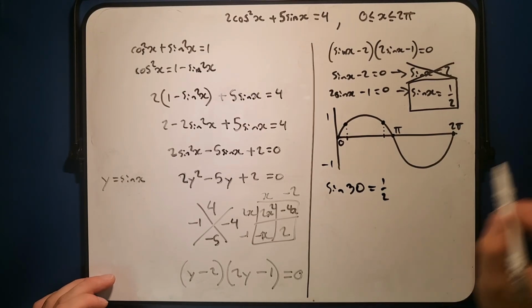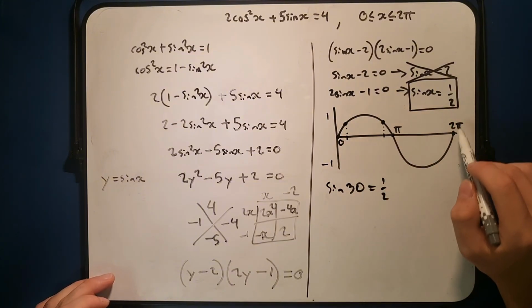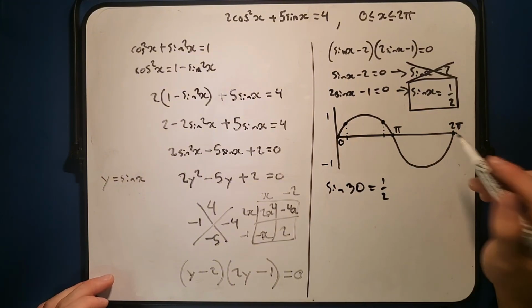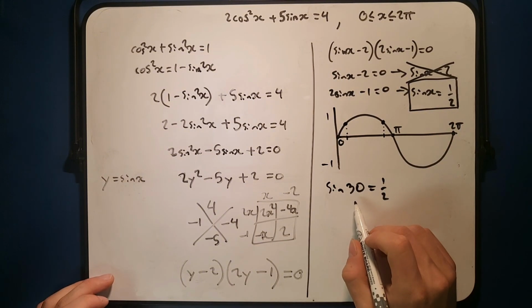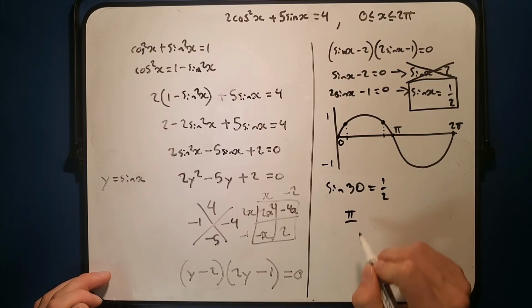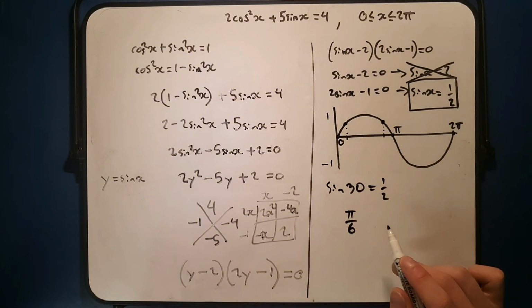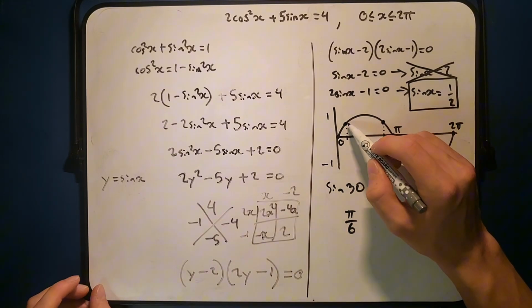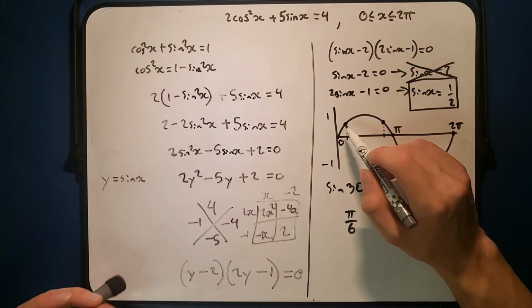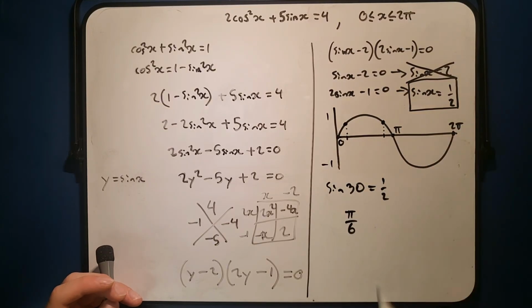Now, sine 30, this is in degrees, right? And our domain here is in radians. So 30 will be pi over 6 in radians. And that is this solution right here. However, as you can see, there's another solution when we get closer to pi.